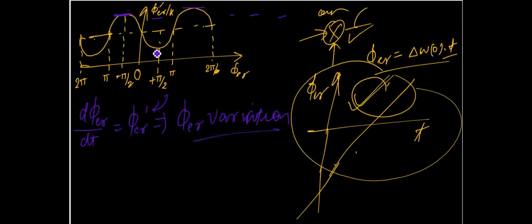And where is the minimum? Minimum is here, here. Okay, what does it mean? It means phase error is varying fast here. At what angle? Minus pi by 2. And at this point, it is varying very slow. So since at some time this phase error is varying fast, at some time it is varying slow, it indicates that phase error is not linear in the closed loop.